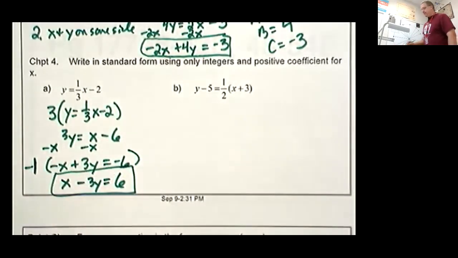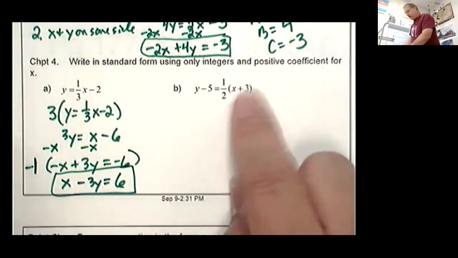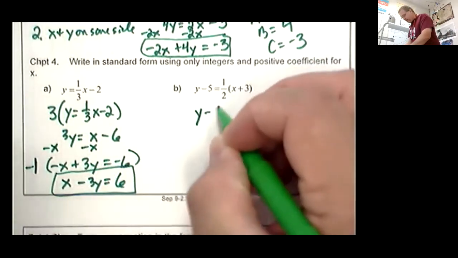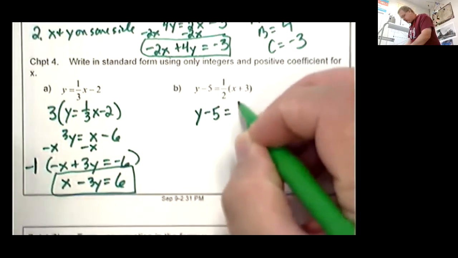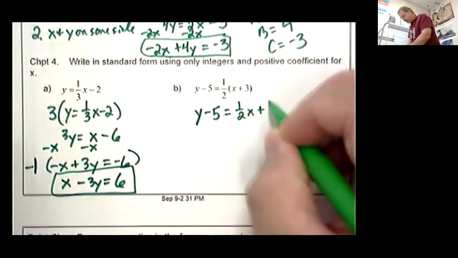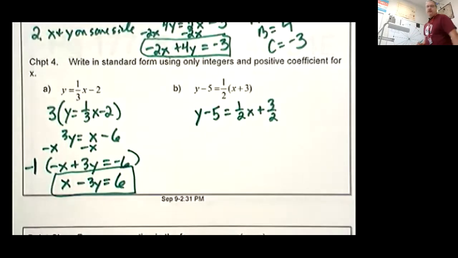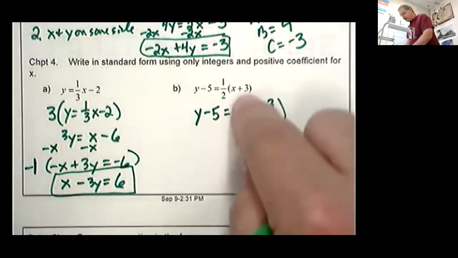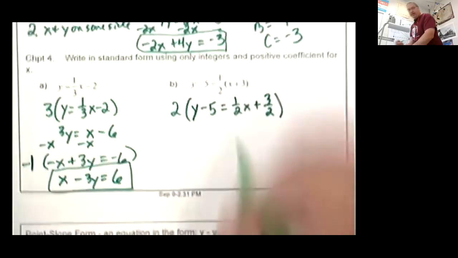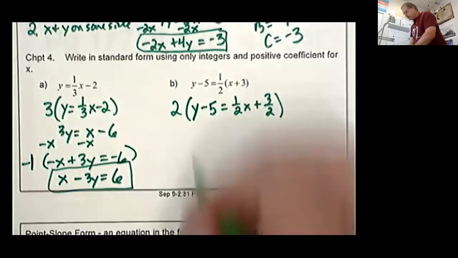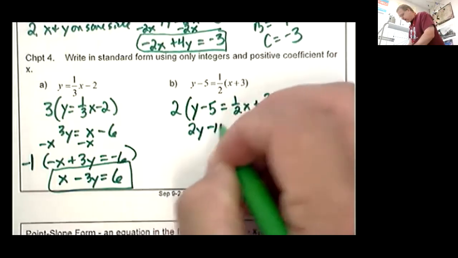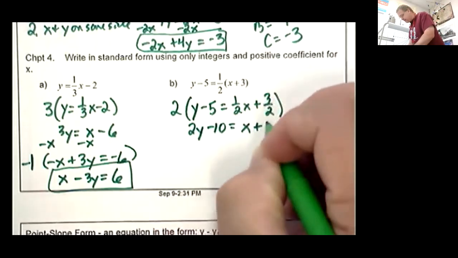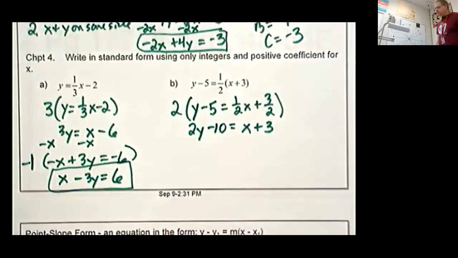Letter B, we have distributive property. We're going to do distributive property first. So y minus 5 is equal to 1/2 x plus 3/2. You have some choices here. You can either go ahead and combine like terms, or you can clear fractions first. It'll all be the same at the end, but we did want to do that distributive property first. I'm going to go ahead and clear fractions. So this gives us 2y minus 10 equals x plus 3.